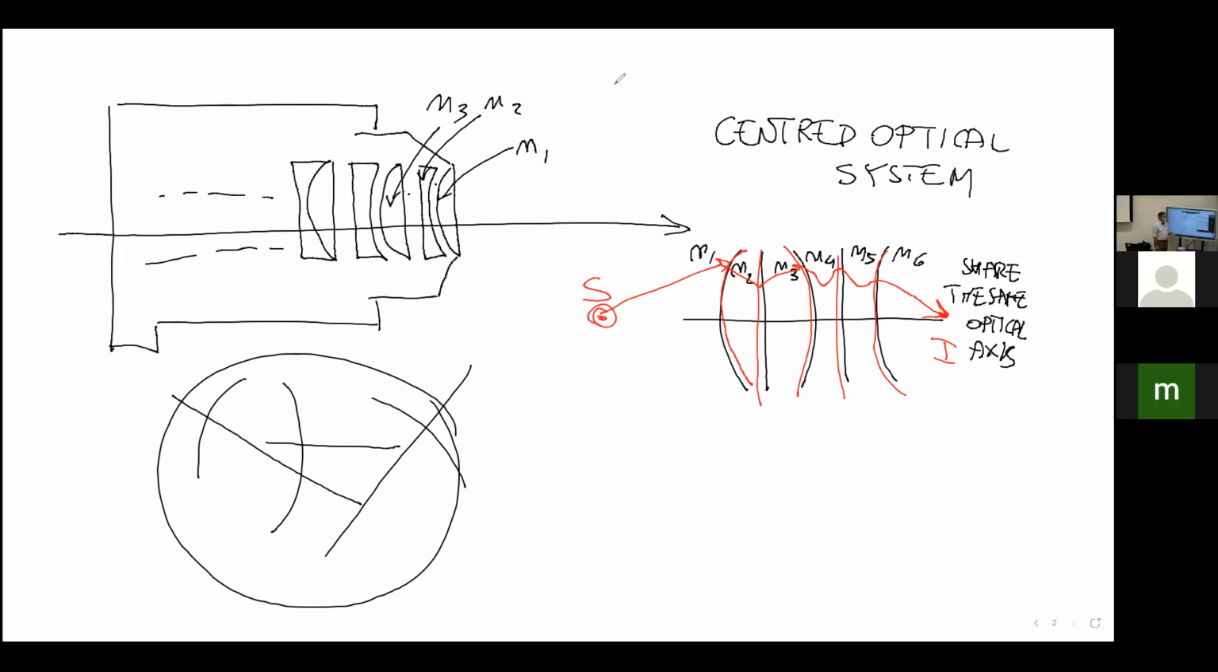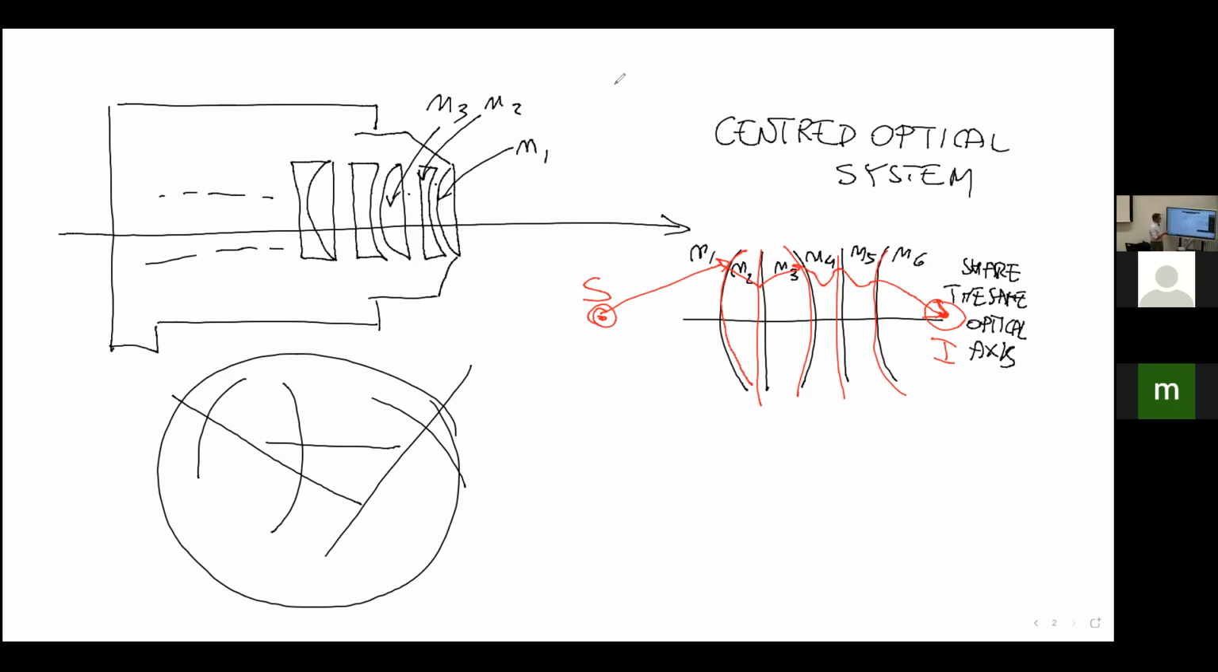Clearly, if every diopter is operating in the paraxial approximation, then you have a bijective relation between S and I, as in the diopter, because you are in the paraxial approximation in any case. Okay?